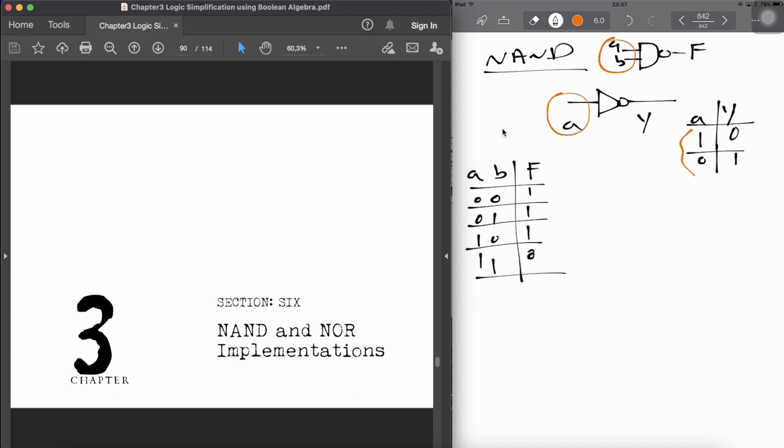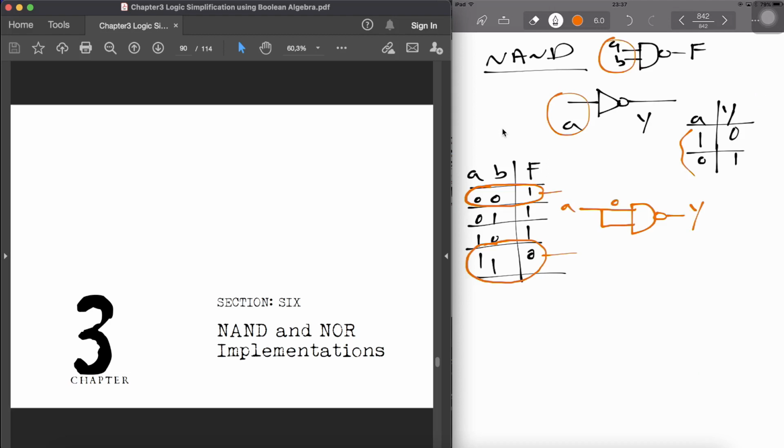Now, when you look at the truth table, we can easily see that this line and this line are satisfying that. Because when A and B are zeros, output is 1. When A and B are 1s, output is 0. So in order to implement an invert function with NAND, I can have inputs which are tied together, or equivalent to each other. And I can say this is A and this is Y.